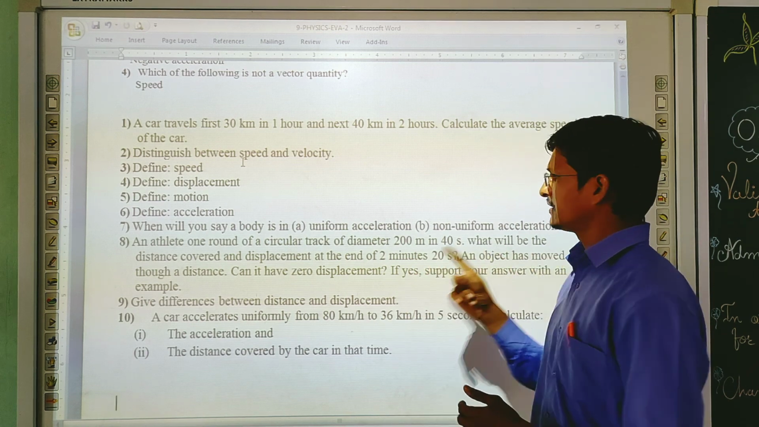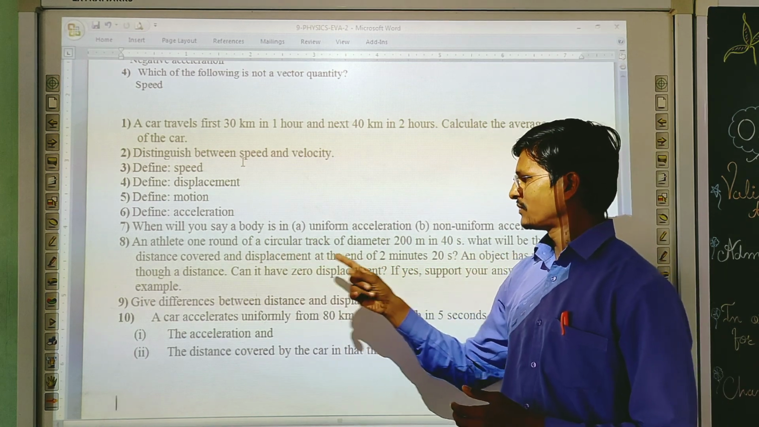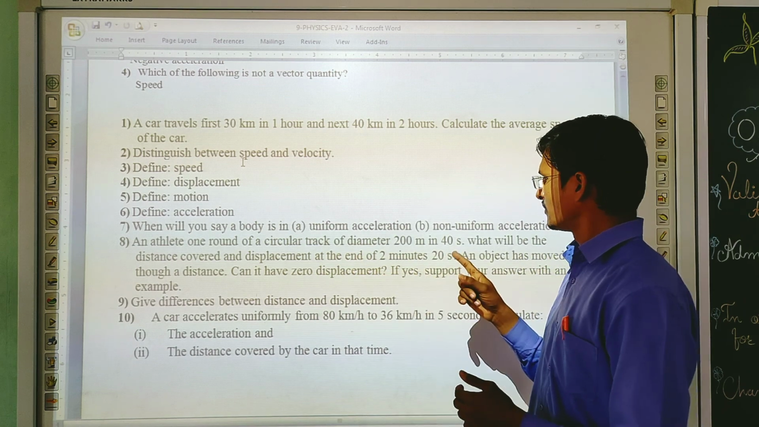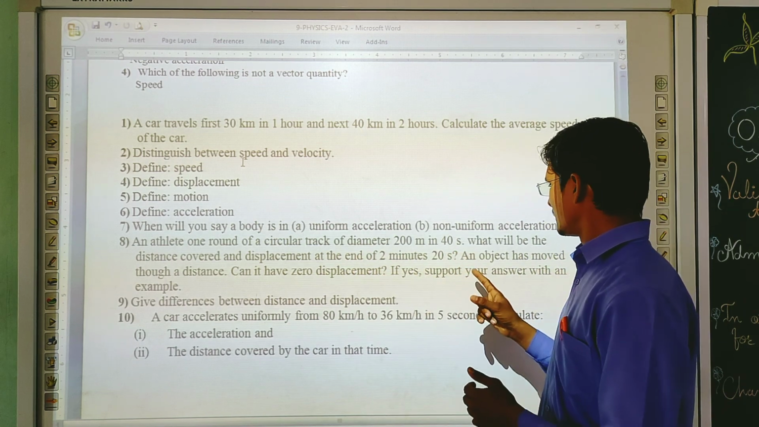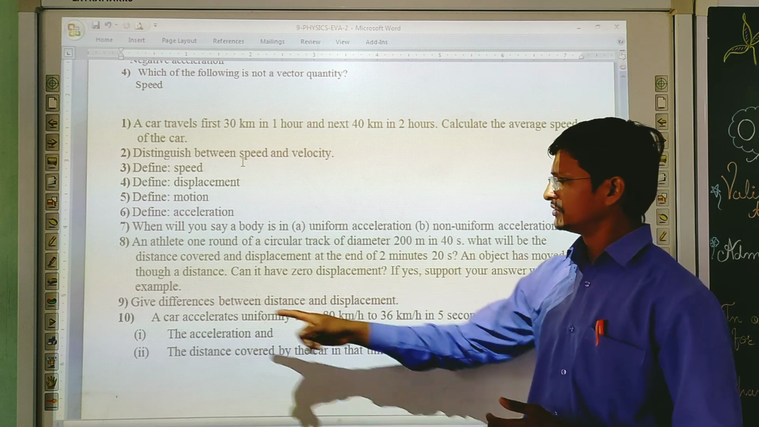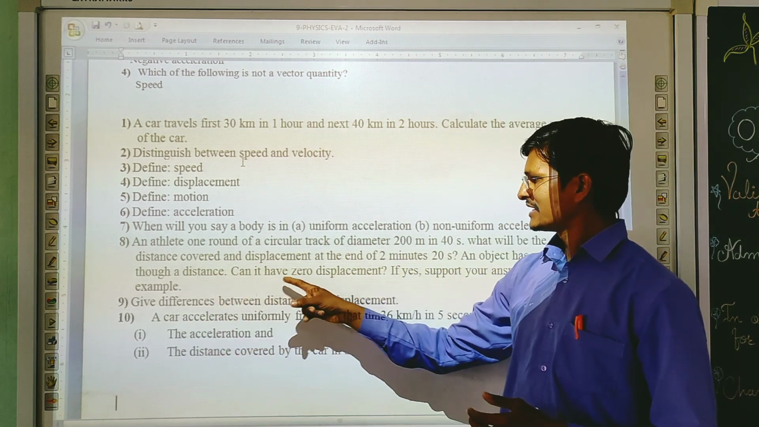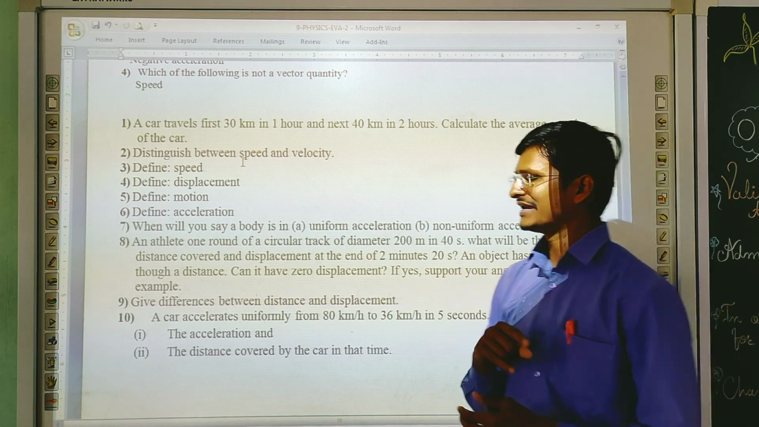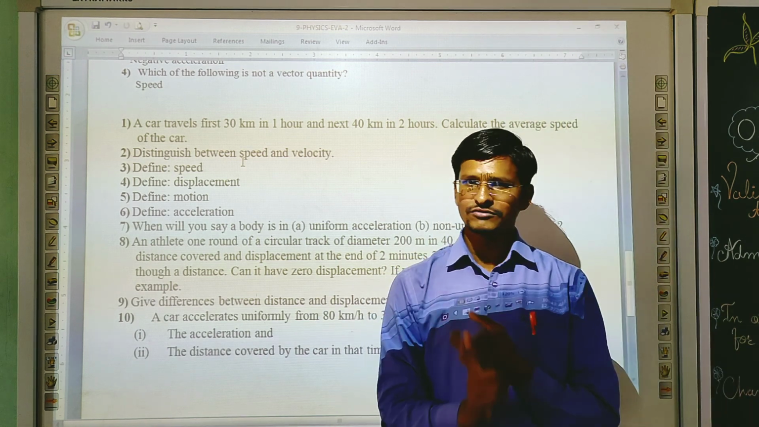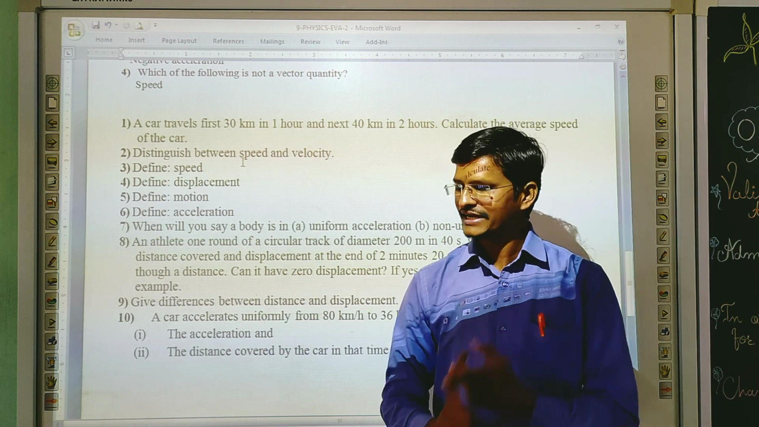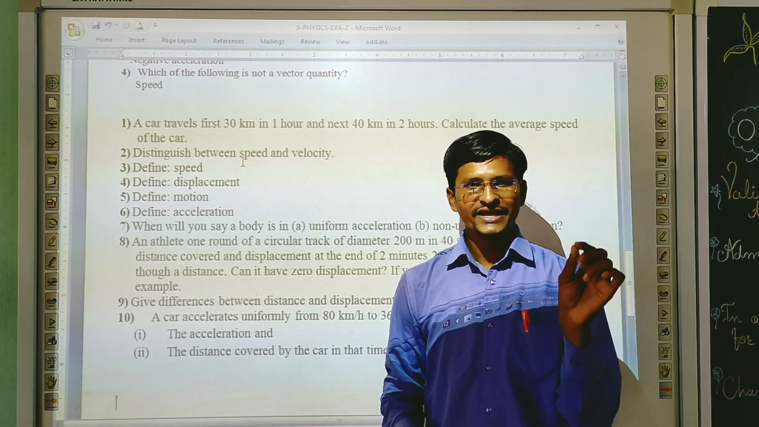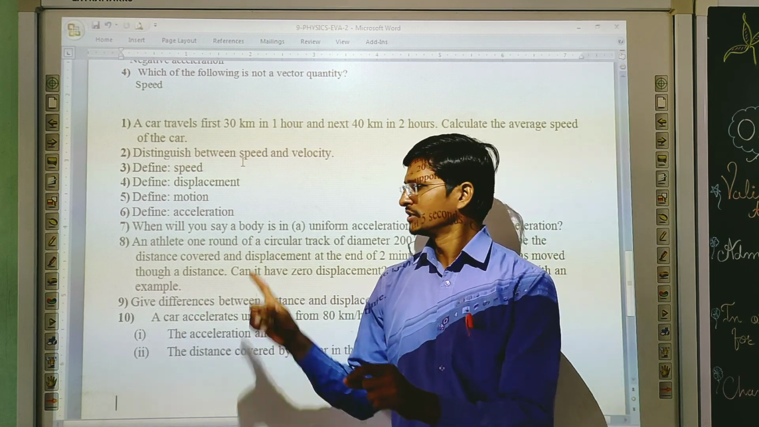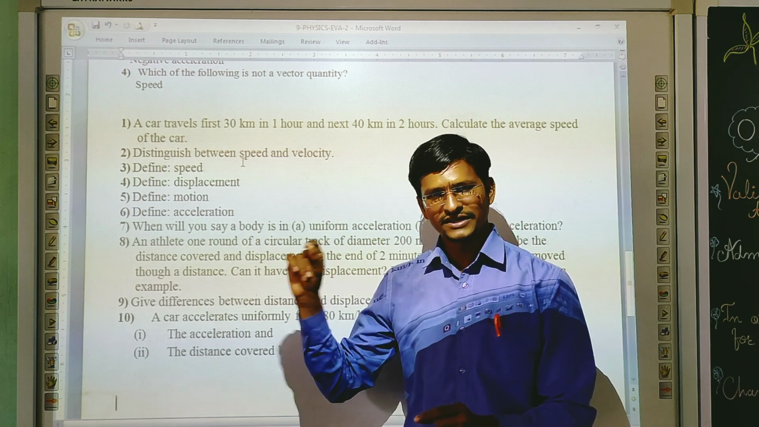Next, an athlete runs one round of a circular track of diameter 200 meters in 40 seconds. What will be the distance covered and displacement at the end of 2 minutes 20 seconds? An object has moved through a distance. Can it have zero displacement? If yes, support your answer with an example. This is an NCERT question. You will get it in the NCERT solutions exercise. You will get this question and the answer also.